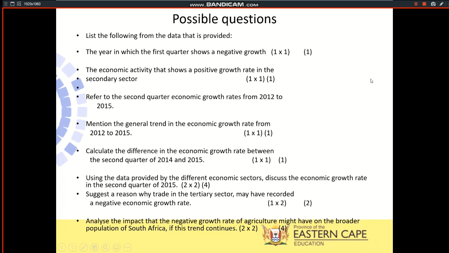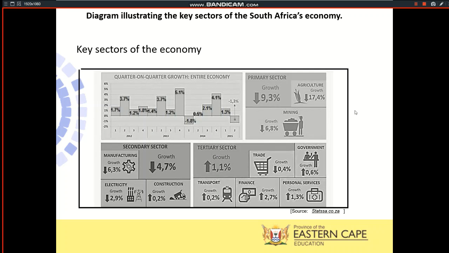Our next section, in other words the next way in which questions can be asked, is taken also from a previous question paper. Here again they give you a diagram which illustrates the key sectors of the South African economy.